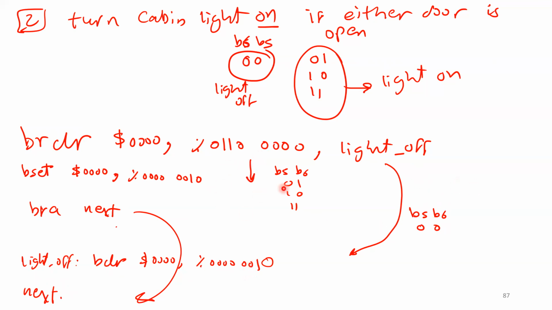Otherwise, if the 2 bits are anything else, like any one of these cases, the branch is not going to be taken. That means I'm going to go this way. Once I come this way, I have to turn the light on using bit set. Very easy. Again, if you turn the light on, you have to skip. So if this is the case, I have to skip this one, because I should not execute this one and this one in any case, right? Either this one or this one. Okay, guys, any questions?